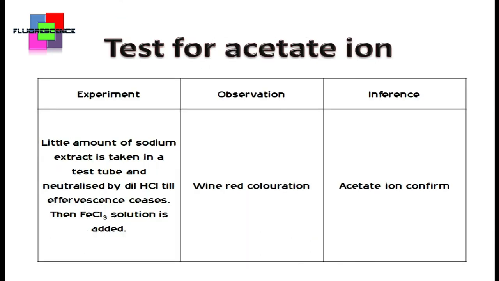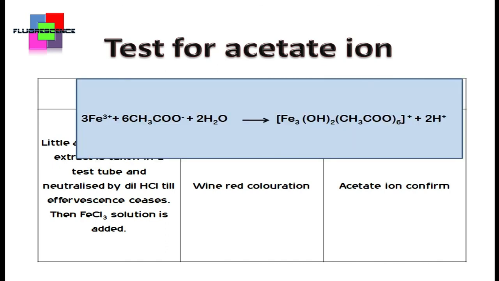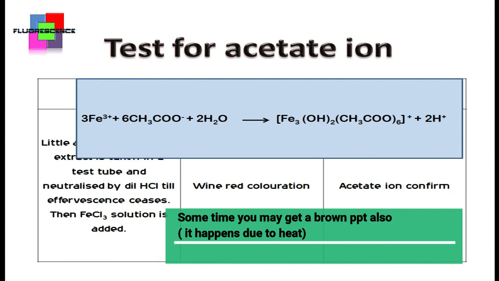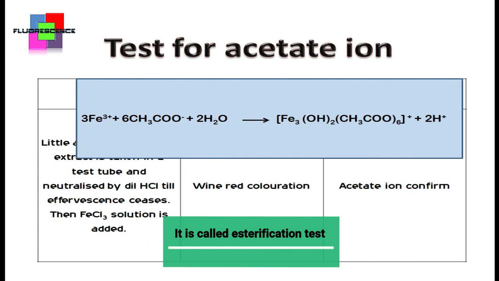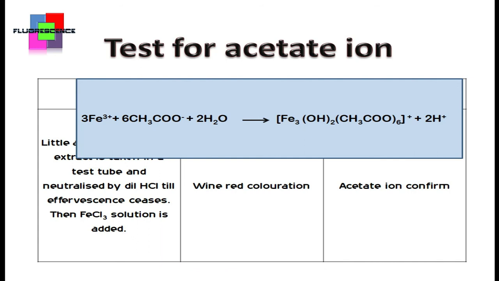Moving to the test for acetate ion. First of all, you will take a small amount of sodium carbonate extract. You will add dilute HCl to neutralize it, and then you will add neutral ferric chloride solution. If you get a wine red coloration, it indicates the presence of acetate ion. Now for acetate ion, there is another test. For this, you have to take the dried sample, add a few drops of ethanol and concentrated H2SO4, and heat it. If you get a fruity smell, that also indicates the presence of acetate ion.